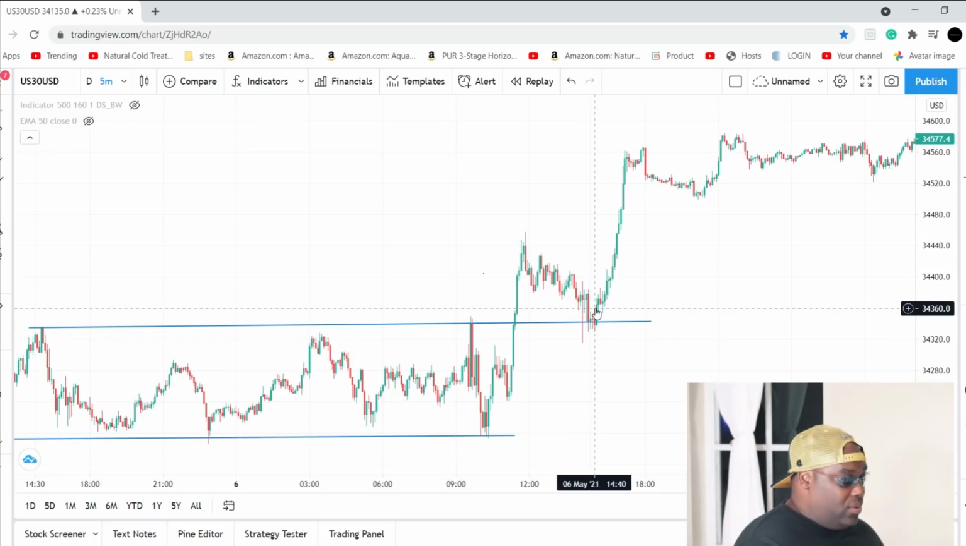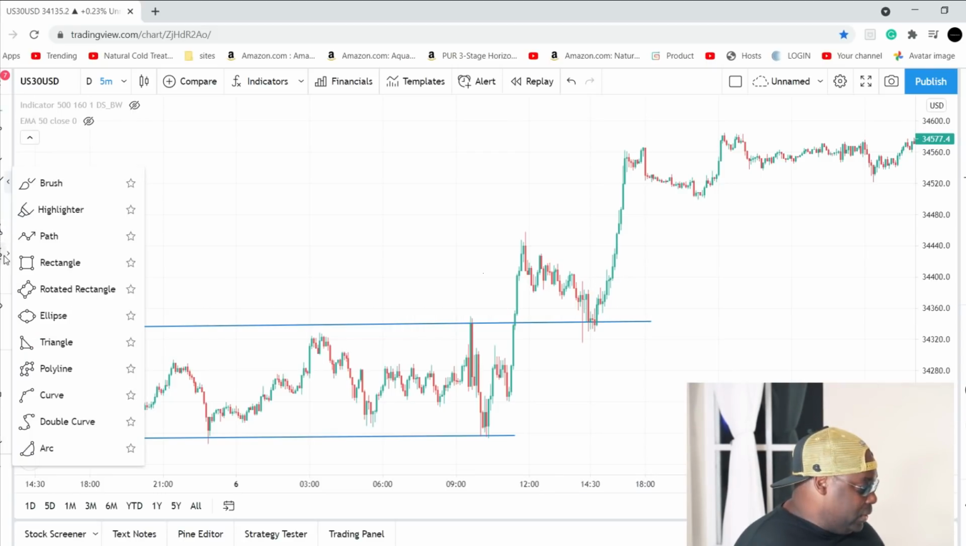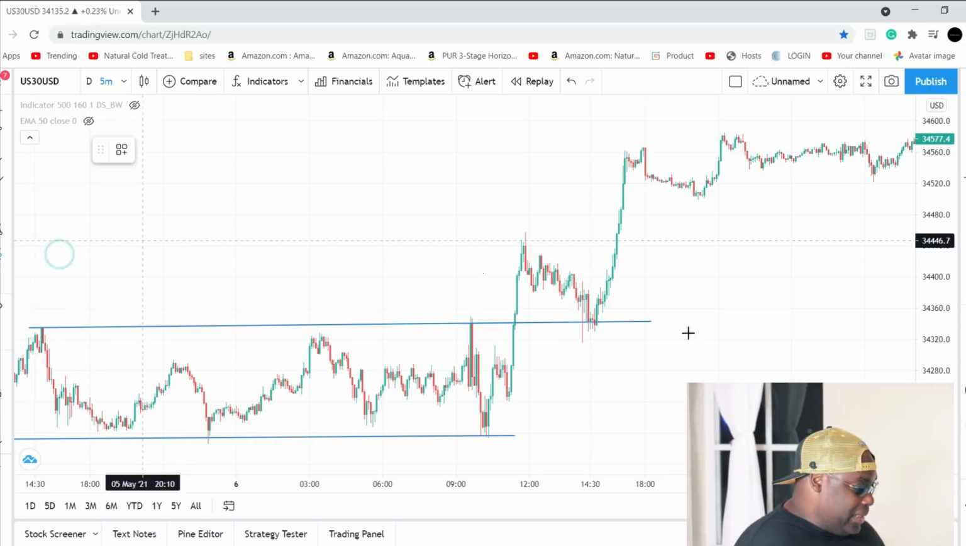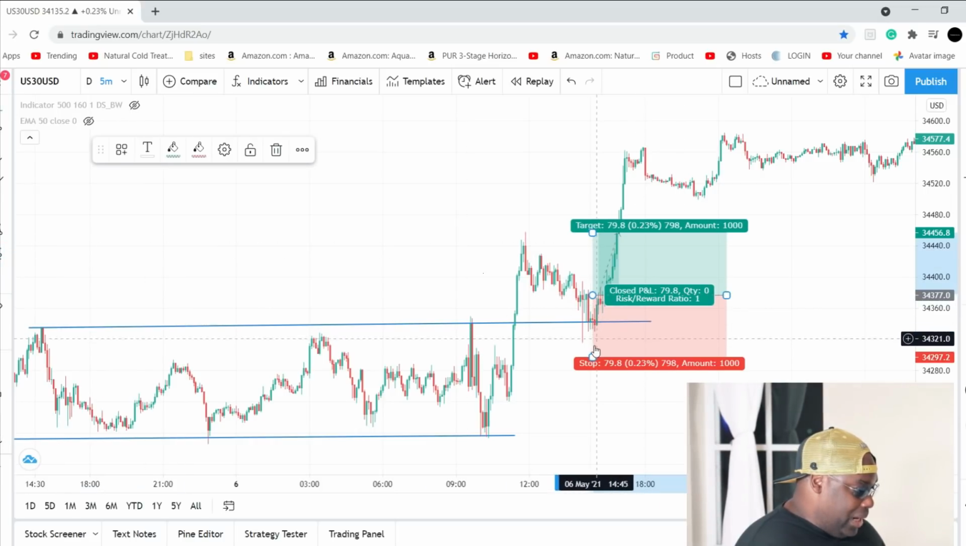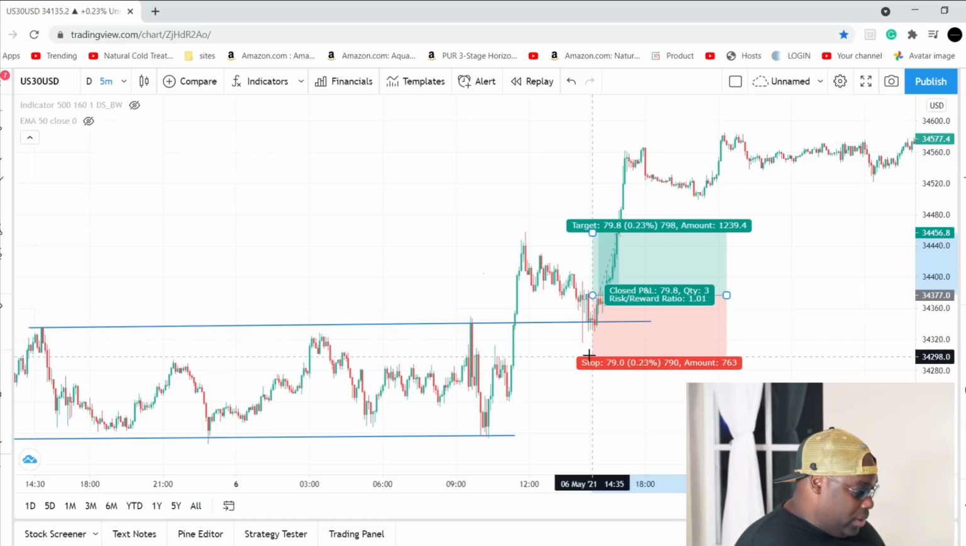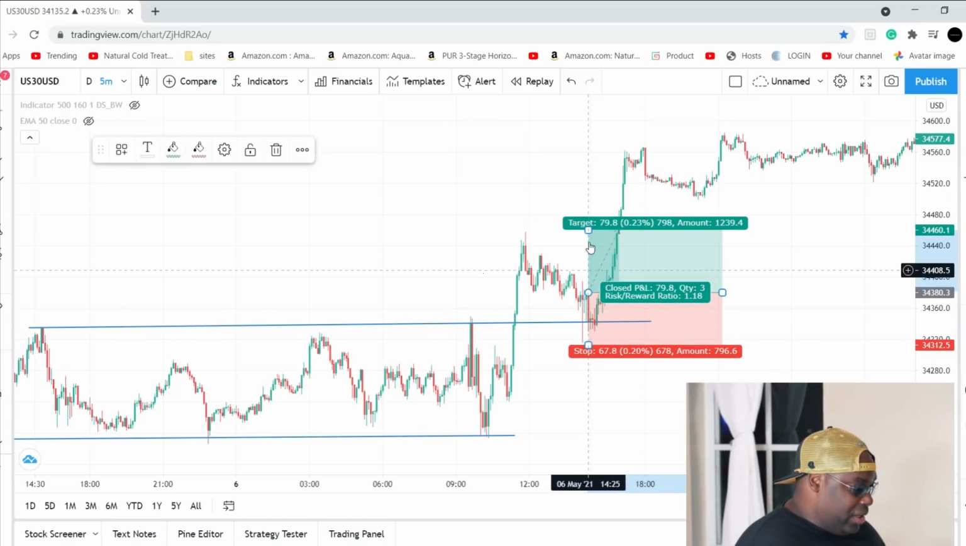So when I see that, automatically I say, okay, I want to get in, I want to be a buyer, because most likely this market is going to continue to go up. So me personally, I will put my stop loss below. So let's say I get in right here, I will put my stop loss below this candle right here, and I will look for profits to the upside.